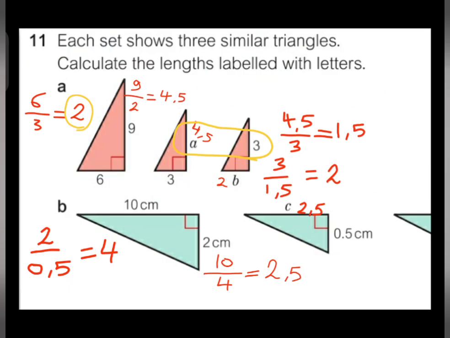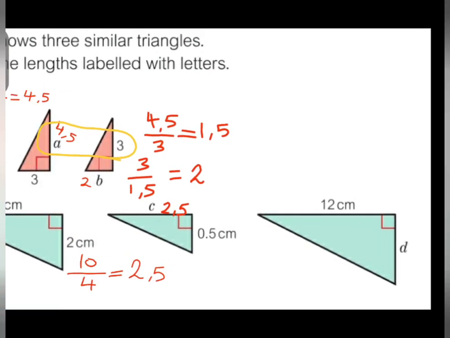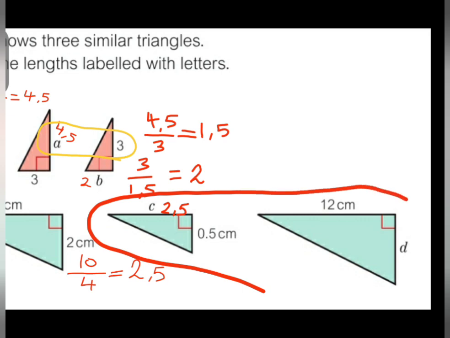Now, how did we do this? First thing we did, we found the scale by dividing two corresponding sides on each other. And then we used the scale, we divided the large side on the scale to find the small side. So 10 divided 4 equals 2.5. Good job. Now, we're going to use C to find D. So we're going to work on both of these triangles here to work out D.